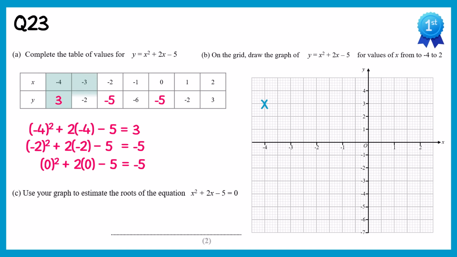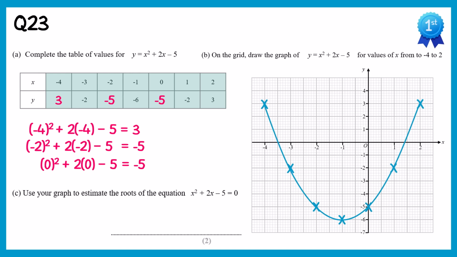The next one is negative 3, negative 2, which goes here. Then we have negative 2, negative 5, negative 1, negative 6, 0, negative 5, 1, negative 2, and 2, 3. So you end up with these points here. You now want to join these with a nice smooth curve, something that looks like this.